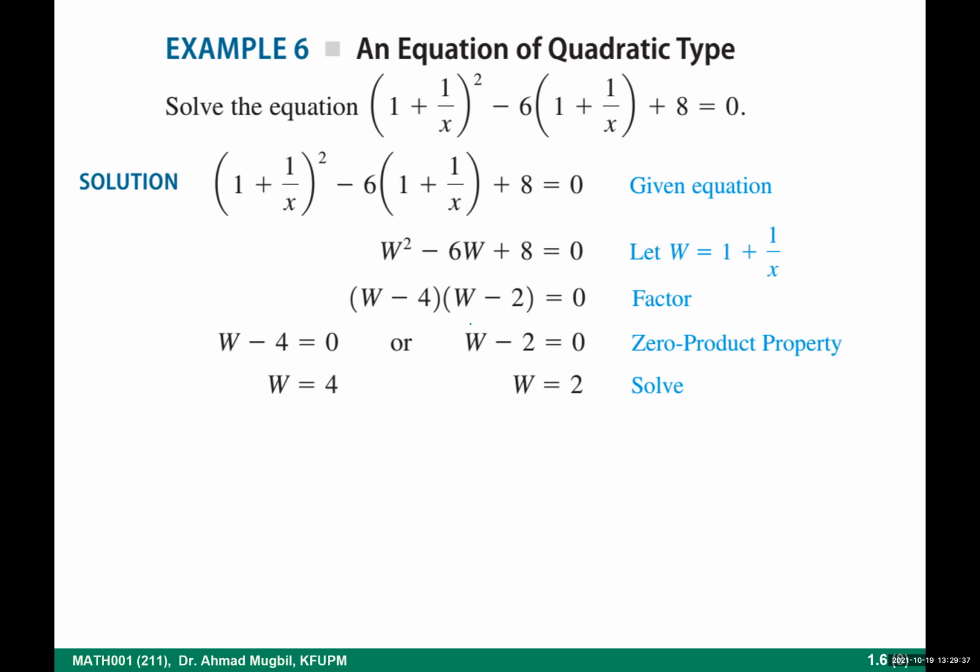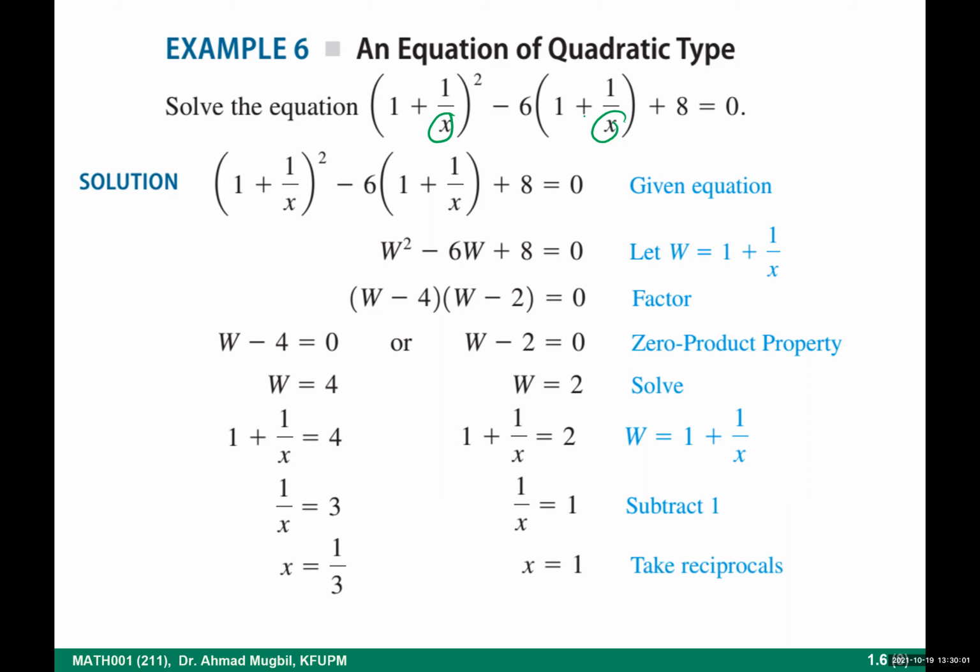We can substitute back. W is 1 plus 1 over X. Solve it for what? For X now. Add 1 to both sides. This is what we have. Now multiply by X. But X here cannot be 0. It clearly cannot be 0 from the beginning because it is in the denominator. So X equal to 0 is not a solution. Take the reciprocal, by the way, it is easier. Cross multiply, whatever you can do. X is one third and what?